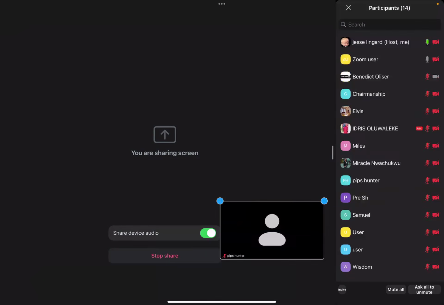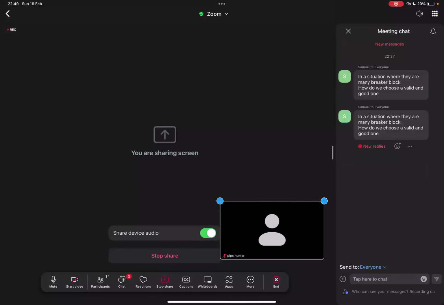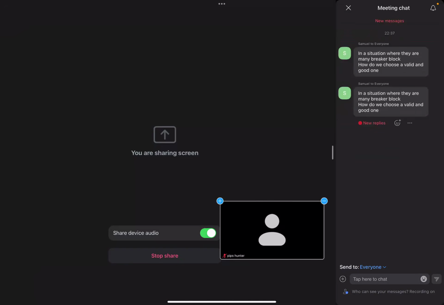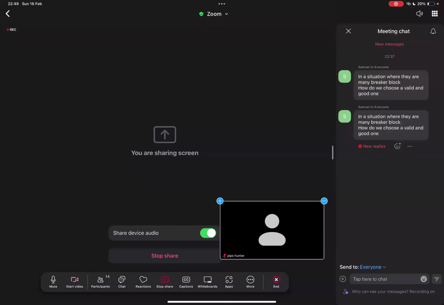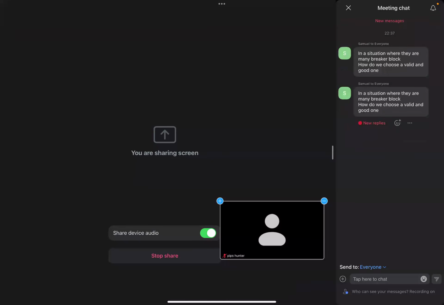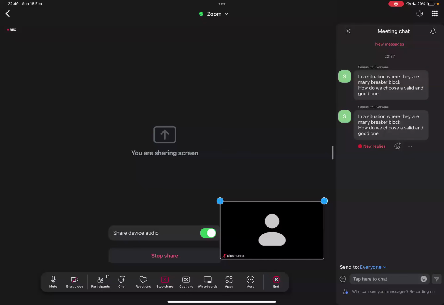In a situation where there are many breaker blocks, how do you choose a valid and good one? I think I explained this in the last class. Ask your question again and then I'll explain, because for today I'm just done.